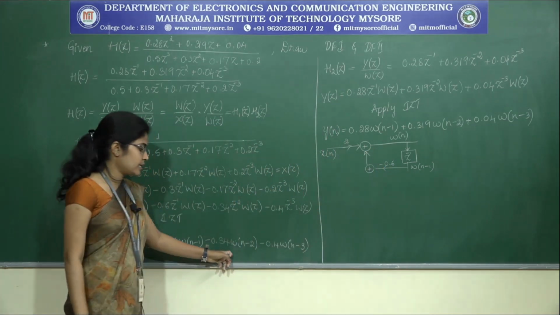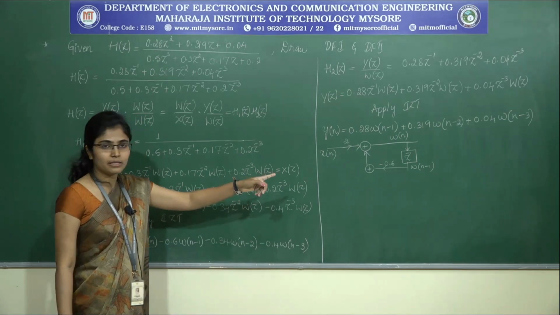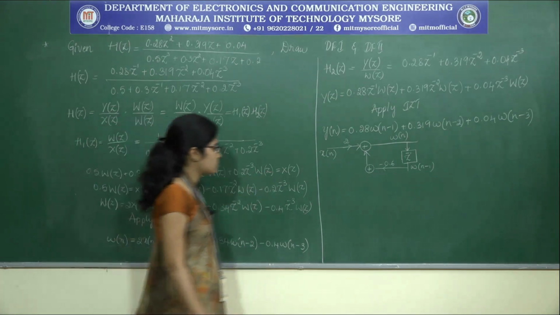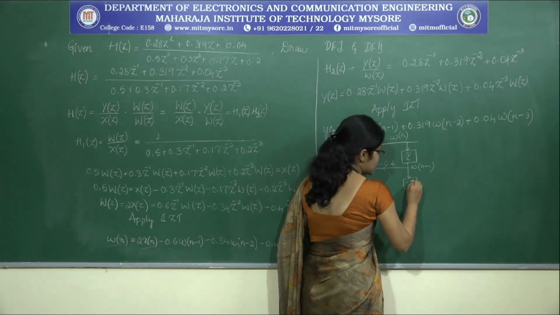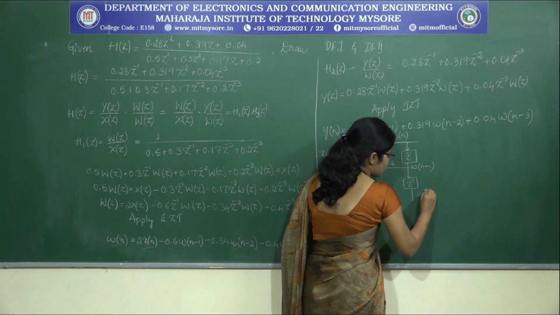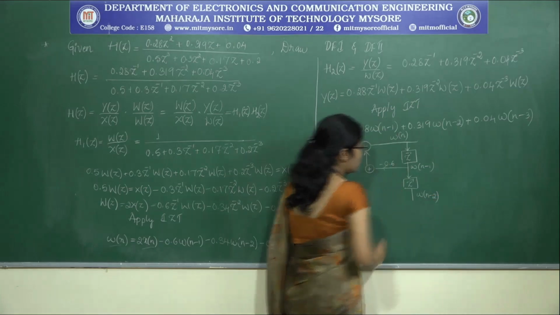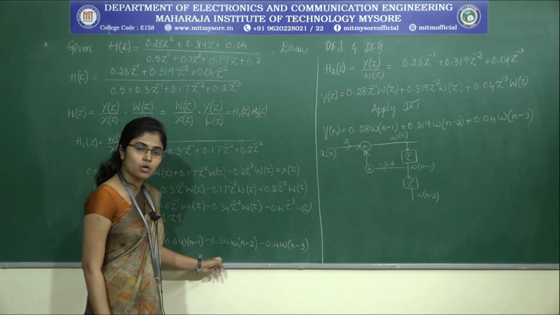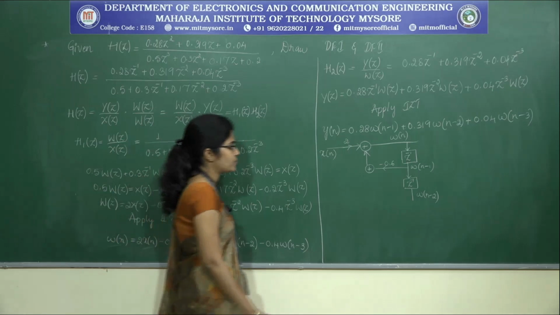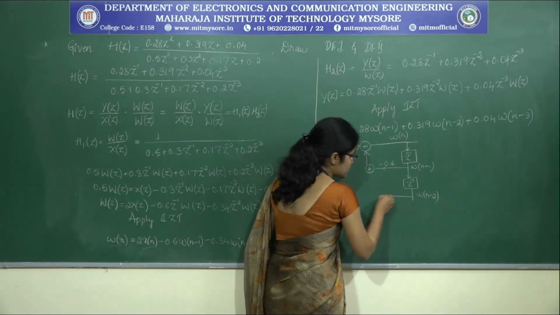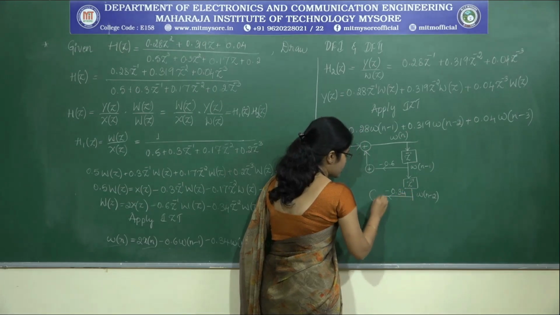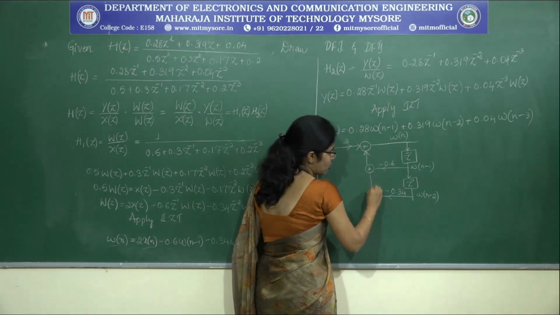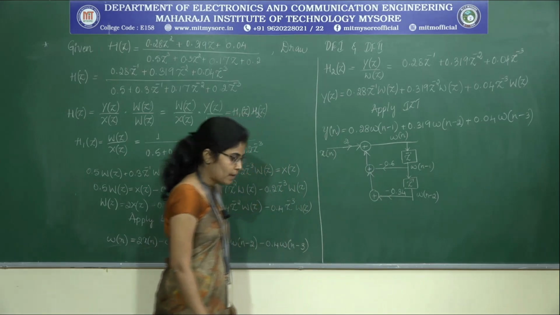Moving on to the next term, again W of n minus 2 is nothing but the delayed version of W of n minus 1. So delay this again once, gives us W of n minus 2. To this W of n minus 2, what should I multiply? Minus 0.34. So to this multiply minus 0.34, give it to an adder, connect the output of this adder to the top adder.